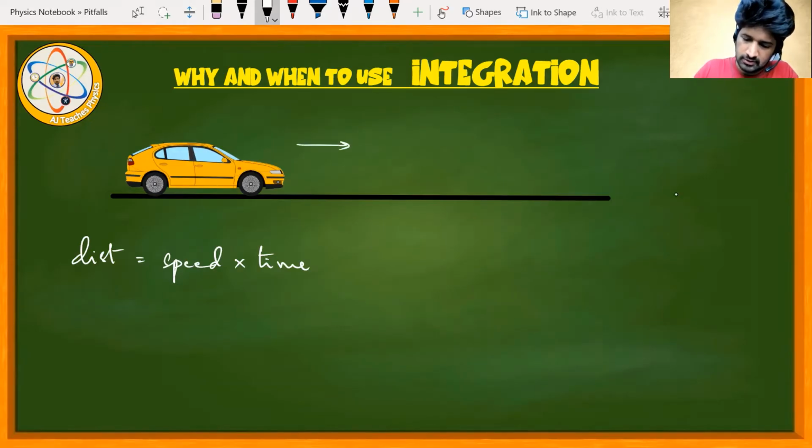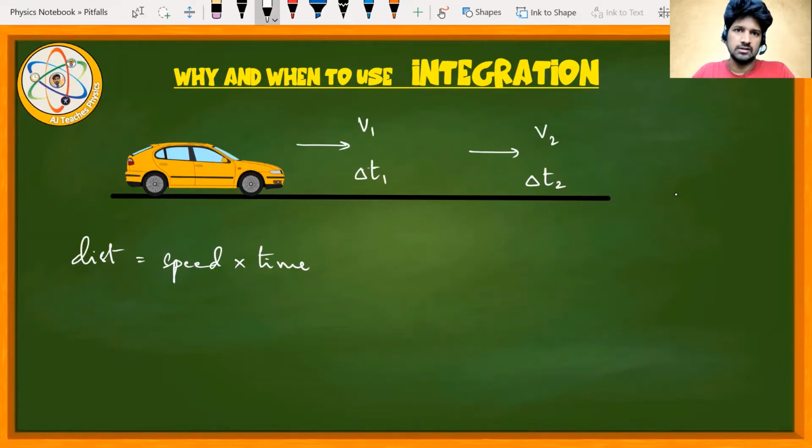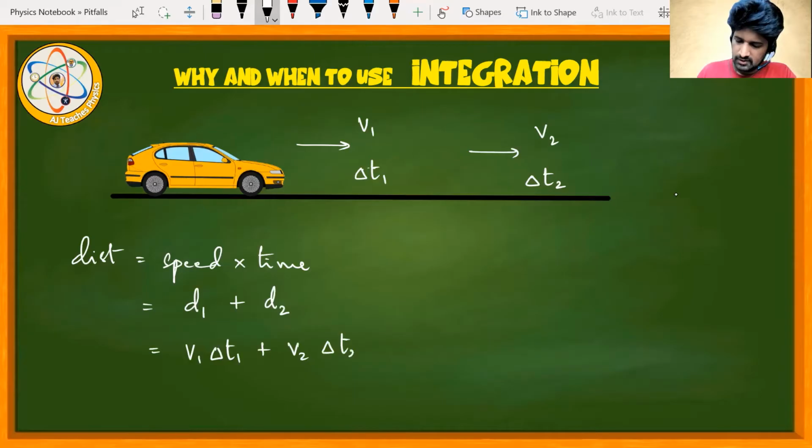Suppose the car now moves with a speed v1 for a duration delta t1 and then moves with a speed v2 for a duration delta t2, and we have to calculate the total distance traveled by the car. If you want to use the formula speed multiplied with the time interval, which speed are you going to consider? Now this has to be done like this. If you want to calculate the total distance, you'll have to calculate it as the sum of the distances d1 traveled in the time delta t1 and the distance d2 traveled in the time delta t2, which you can calculate as v1 delta t1 plus v2 delta t2. Had there been a third interval delta t3 in which it travels with a speed v3, you would have added the third term v3 delta t3 as well.